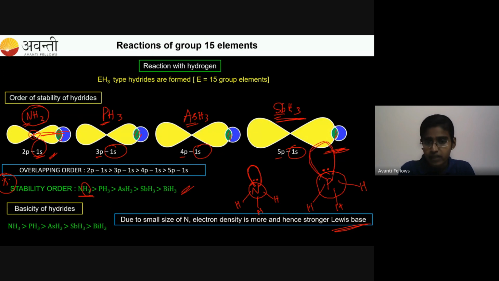So the availability of finding the electron in this 2p orbital is more. So this is acting as a more electron rich center, since the electron density is more. Space is less, so density is more. So NH3 is acting as a strong base. Clear for all? This is about the EH3 type of hydrides, in which you are going to study the stability and basicity order of hydrides.